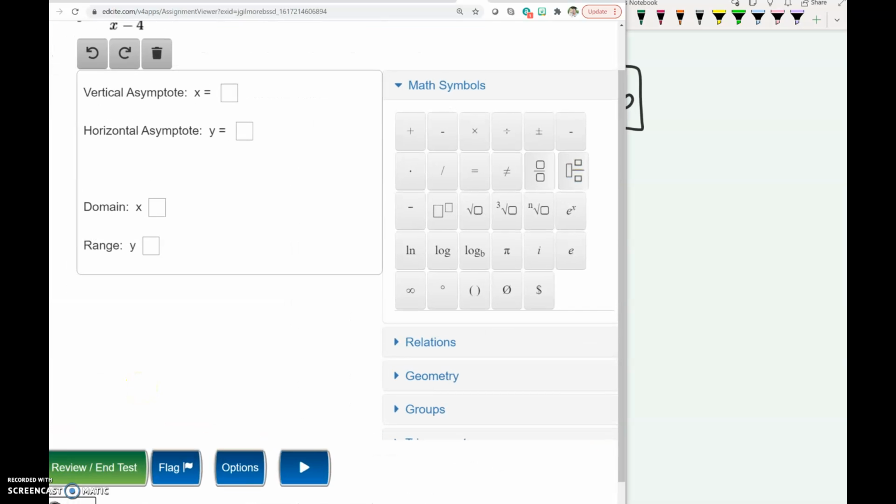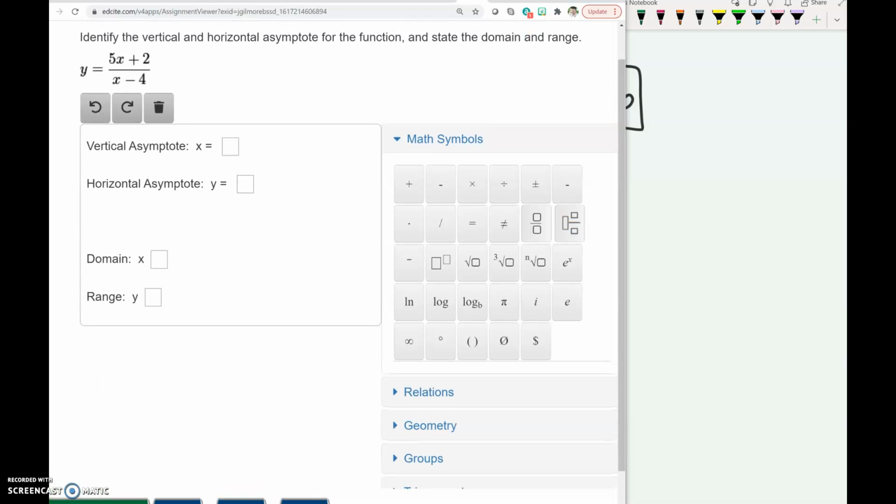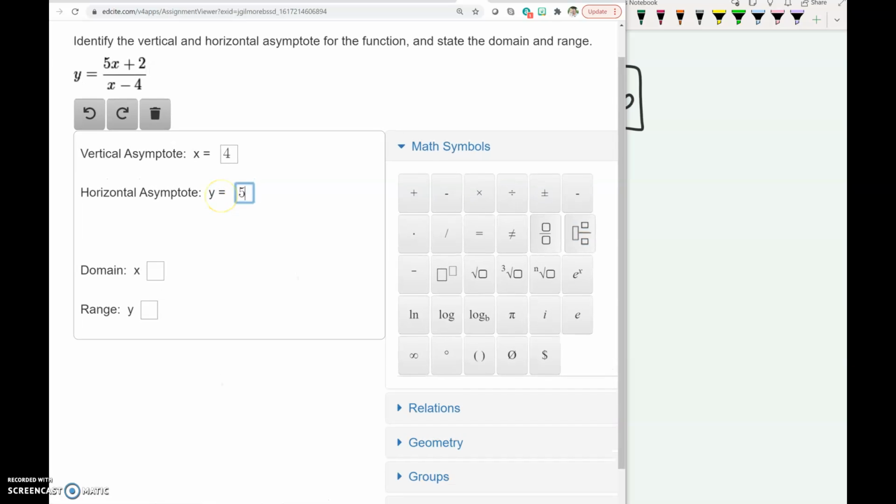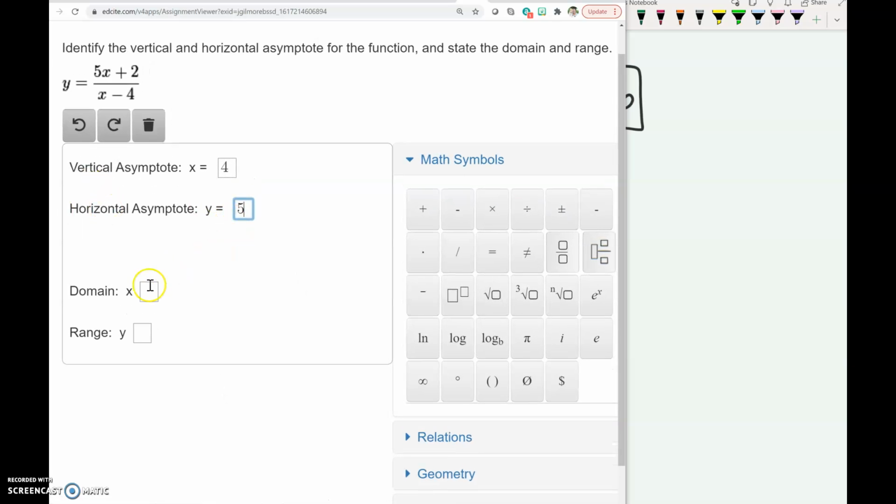Number 6 is the same, but it's the type 2 with the X's on the top and the bottom. So vertical asymptote is always what makes the bottom equal 0. That would be 4. And when there's X's on the top and the bottom, the horizontal asymptote is the numbers in front of the X. So we've got 5 divided by 1, so our horizontal asymptote is at 5. This means our domain is X can't equal 4. The range is Y can't equal 5.